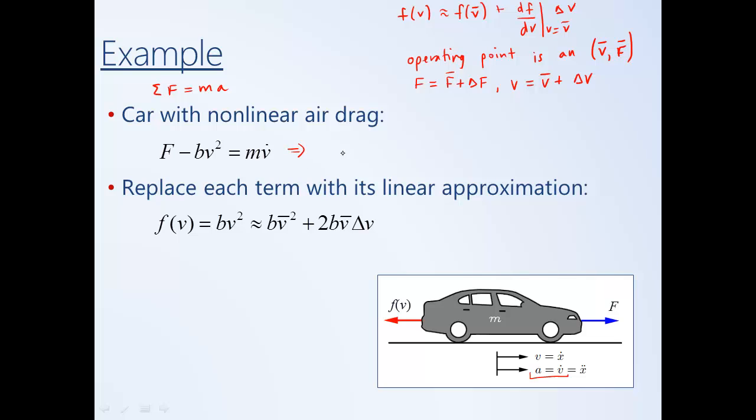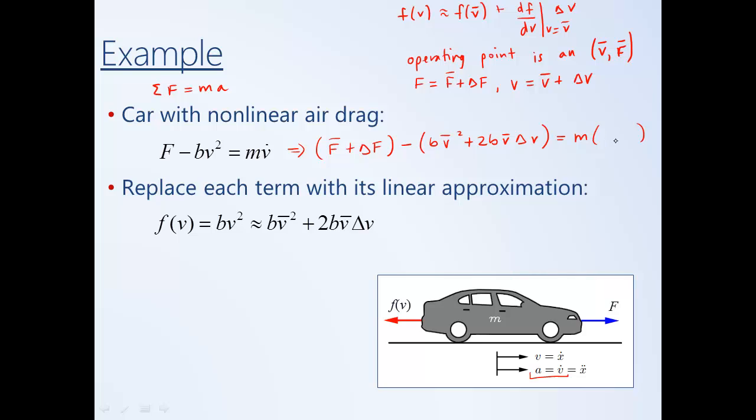So we replace the f by f bar plus delta f, and we subtract this linearized version. And then we substitute in for v dot. If we're going to take the time derivative of this, v bar is just a constant, so its derivative is 0. And then we have the derivative of delta v.